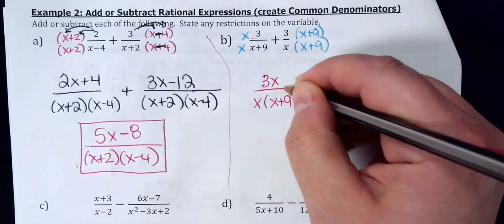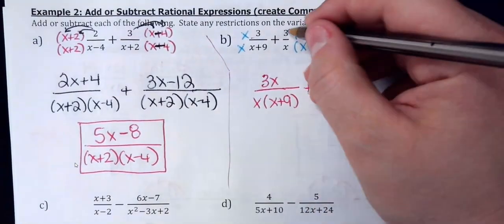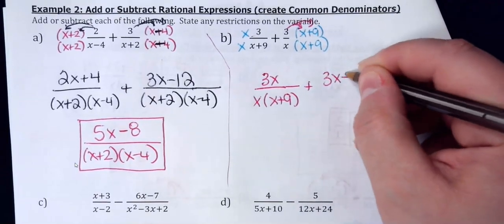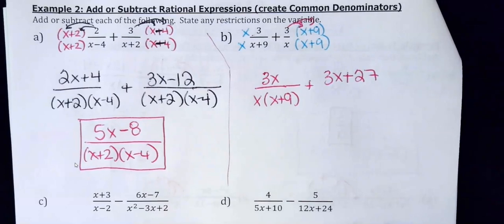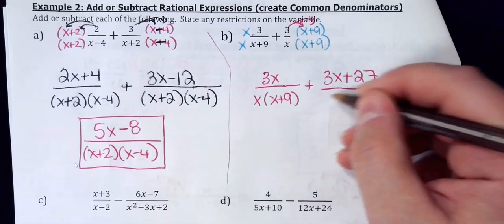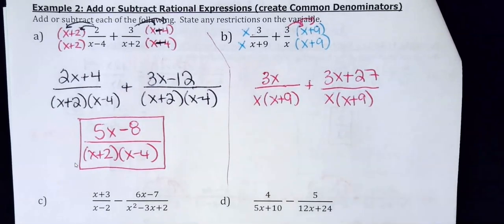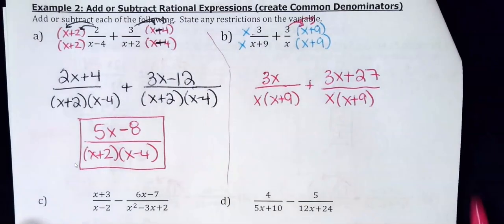That's our common denominator. Over here, we'd need to do a little distributive property. So I've got 3x plus 27. And then again, my common denominator here was x times x plus 9. So at that point, I haven't actually added. I was just creating the common denominator. Once you have that common denominator, then go ahead, just add or subtract depending on what you're doing for the question, just straight across the top.